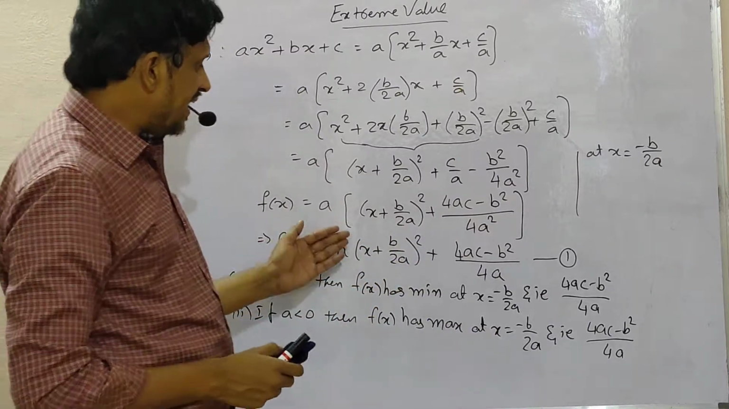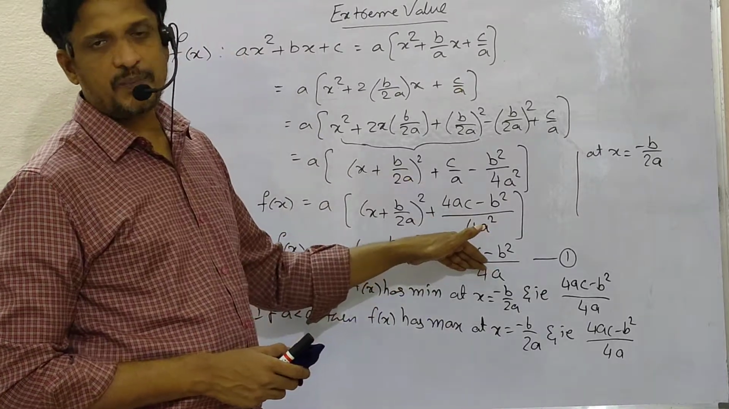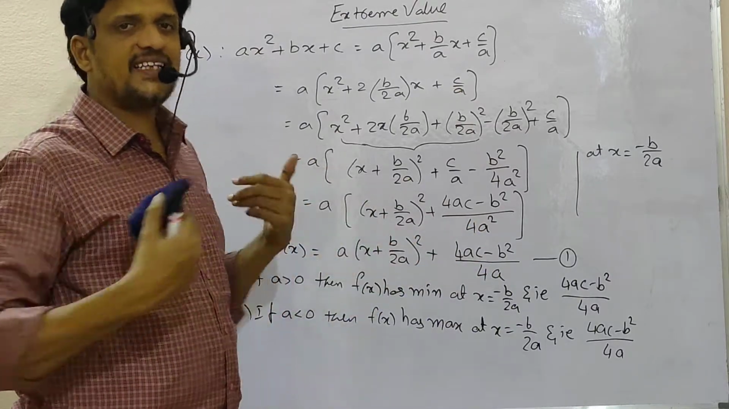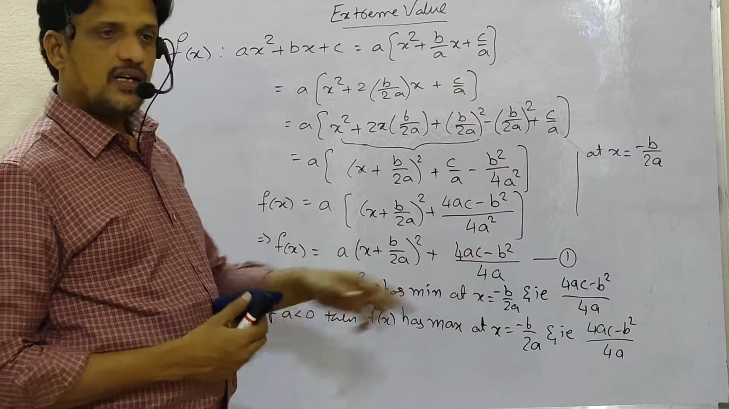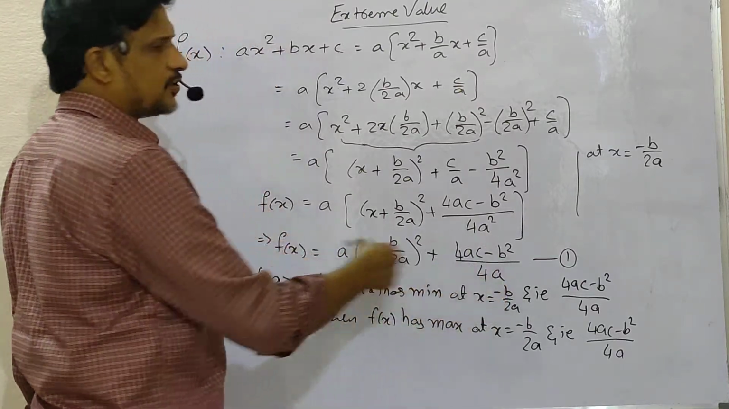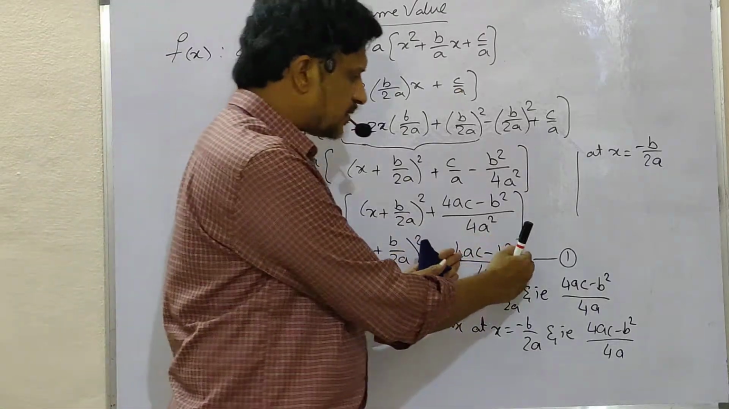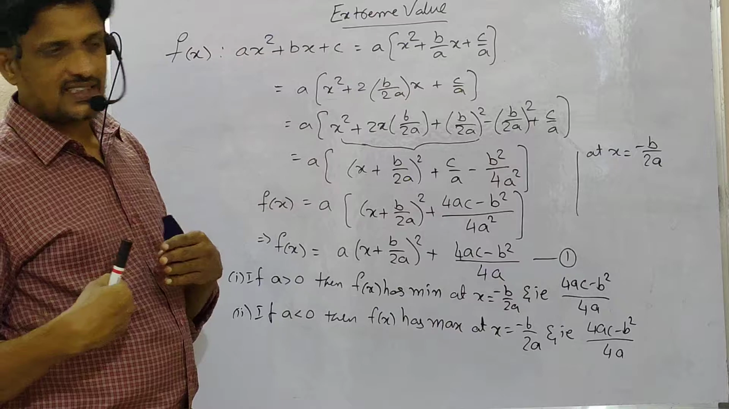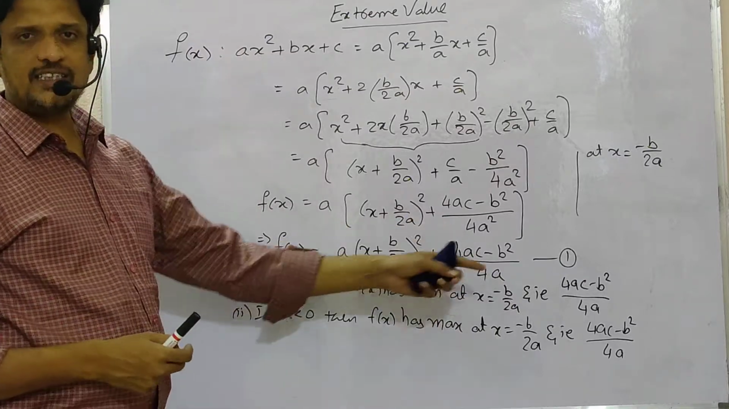That means you are adding a negative value to (4ac minus b square) by 4a. You are adding a negative value means you are subtracting some value from this. That means the value of f of x is always less than this one. From this (4ac minus b square) by 4a, you are subtracting something to obtain f of x. So f of x is less than this one.